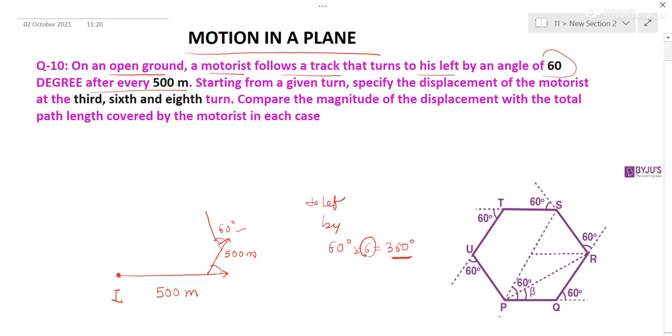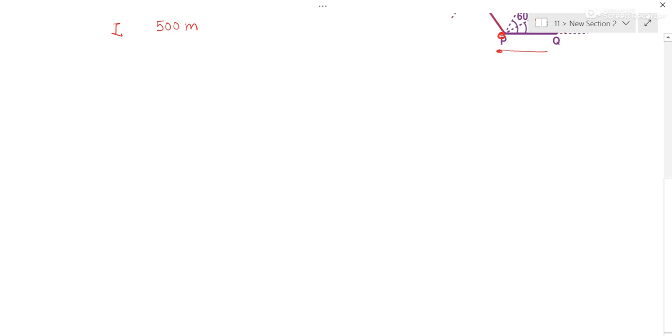For example, you can see here P is the initial position. So he walks for 500 meter, then again 60 degree, then 500 meter, then again 60 degree to left. Similarly, 60 degree, then 60 degree and then 60 degree. So he's back to his initial position. So we have to find out the displacement of the motorist in third, sixth and eighth turn. So let us see this once again.